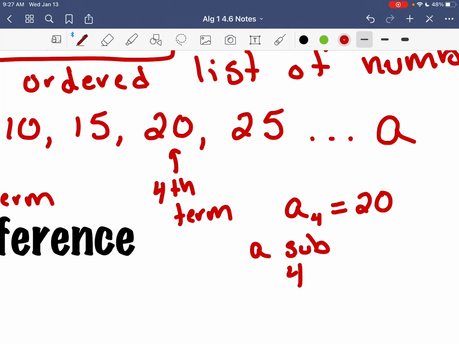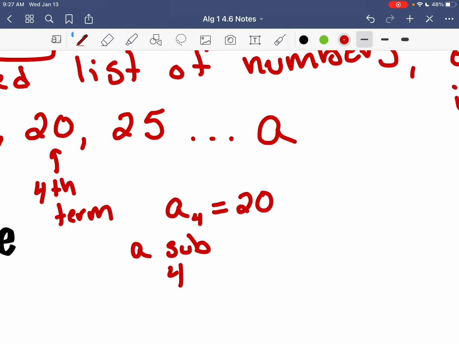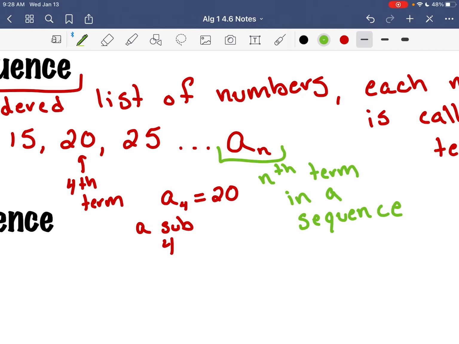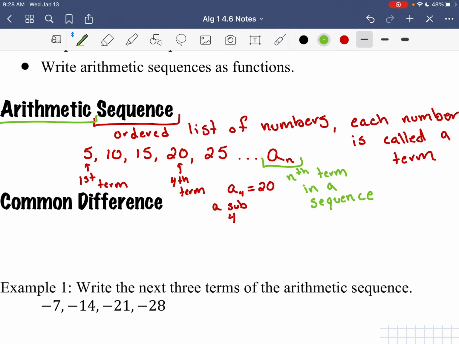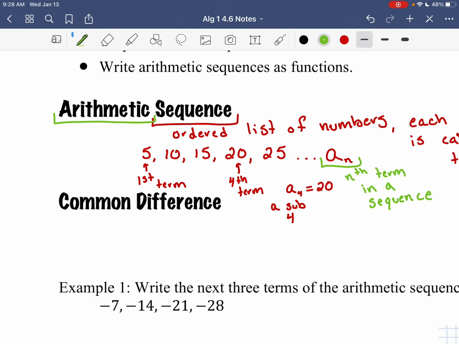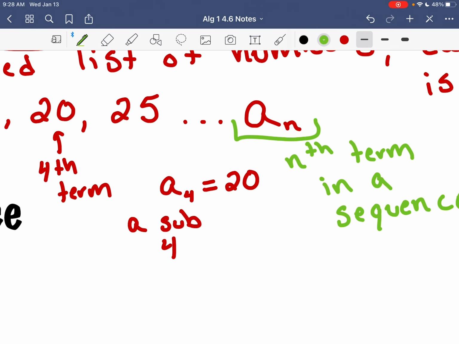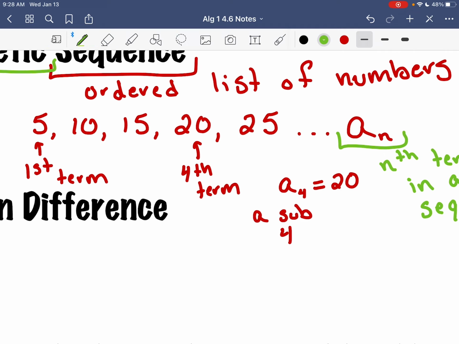And if we don't know which number term we're talking about, then we use a lowercase n. So here I would do A sub n. All this is referring to is the nth term in a sequence, meaning we're talking about some random term in the sequence. We don't know where that term is. Could be the 5th term, could be the 20th term. It's just a different way in which we do notation for sequences. So this was A sub 4, or the 4th term in our sequence.